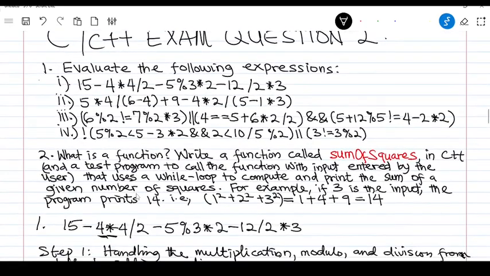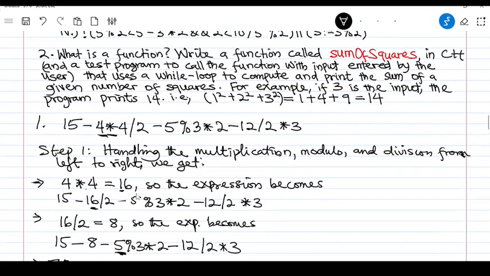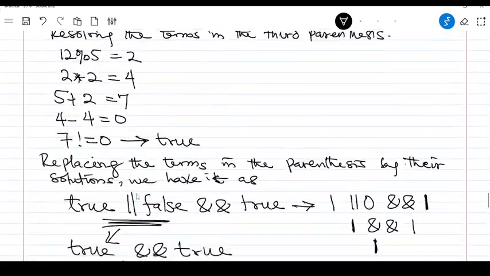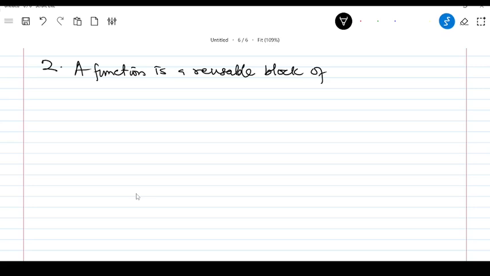So let's go to the second question. It's asking us what is a function, and to write a function called sumOfSquares in C++. So let's just do that right now. So number 2, what is a function? A function is a reusable block of code.